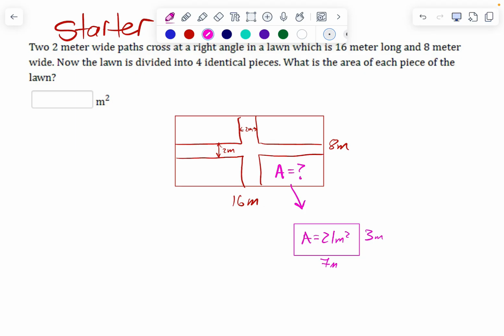Picture was worth a lot in that one, I think. All right, any questions on that? How'd you do? Anybody get it? Raise your hand if you got it. If you got 21. The front row. That makes sense.